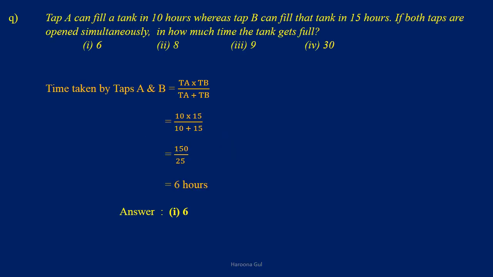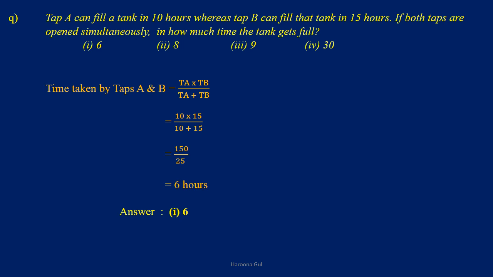The first question says that tap A can fill a tank in 10 hours, whereas tap B can fill that tank in 15 hours. If both the taps are open simultaneously, how much time does the tank take to get full? Now you see, this is a very basic question of time and work. Since we have got the time taken by tap A and tap B filling the tank individually, we are simply going to multiply these two time durations and divide them by their sum, right?